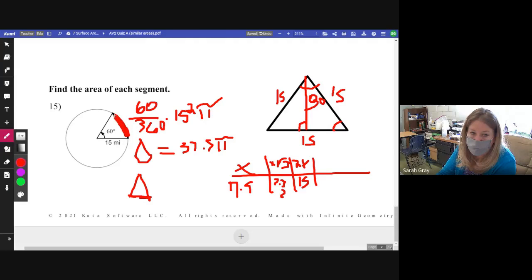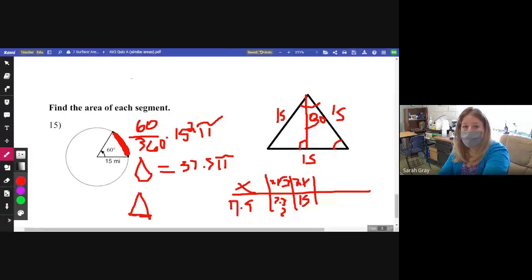Okay. So the hardest part still is finding the area of that triangle. Do your best on that. Okay, questions at home or questions in here? That was a lot today.